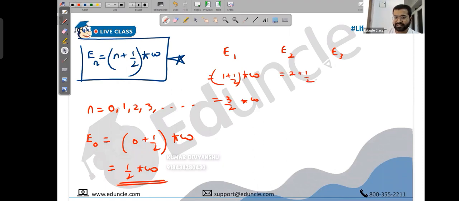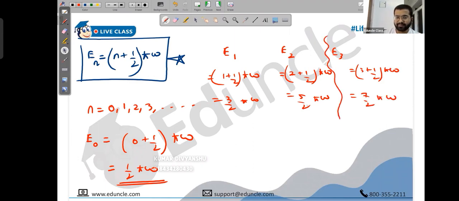Then here it will be 2 plus half h omega. It will be 5 by 2 h omega. Here it will be 3 plus half h omega. This will be 7 by 2 h omega, and it goes on. So for the nth excited state, the energy is En equals n plus half h omega. Then what is n, people?